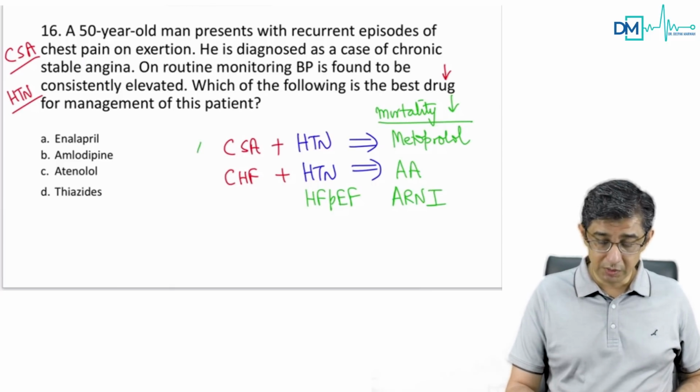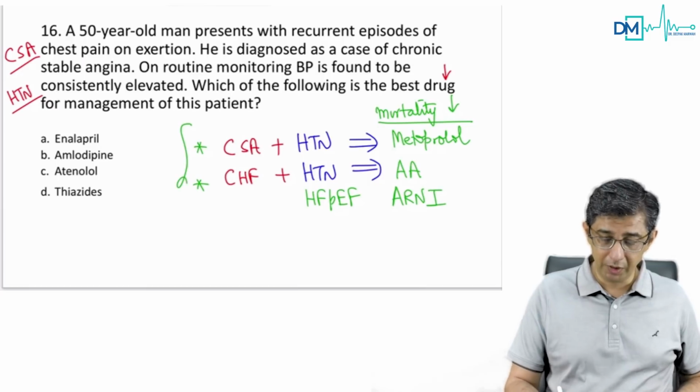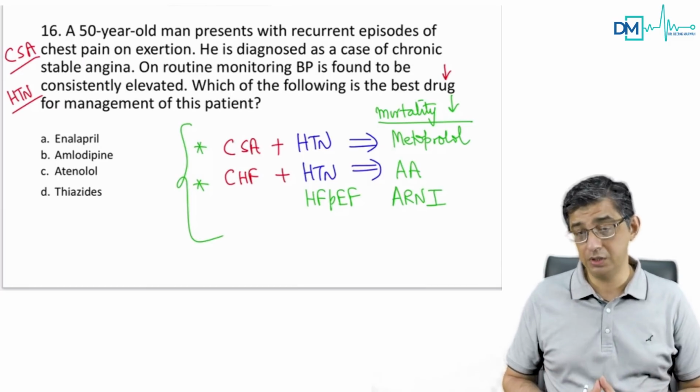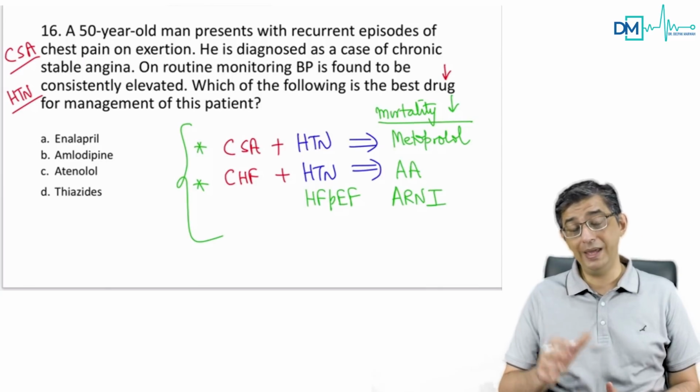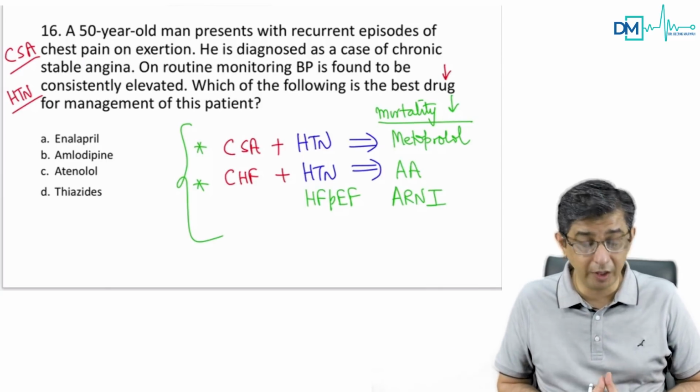So please go through these segments in the relevant part of the app, and I'm sure you would be getting a lot of questions on this topic even in your future exams. AA stands for aldosterone antagonist, like spironolactone or eplerenone.